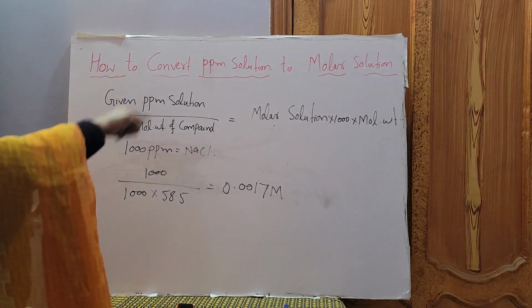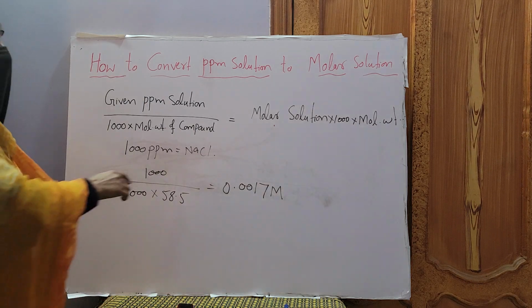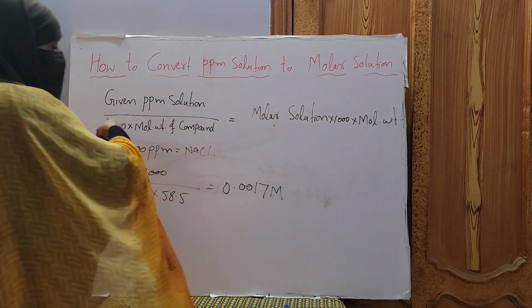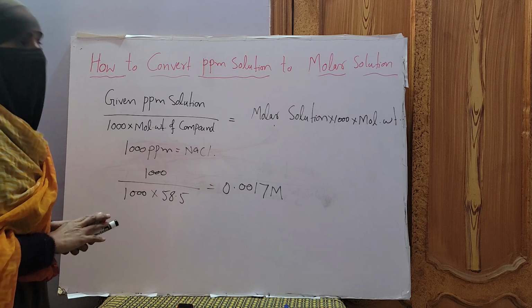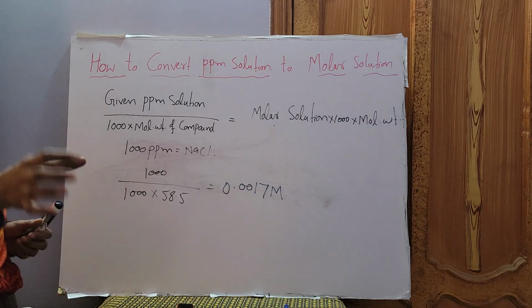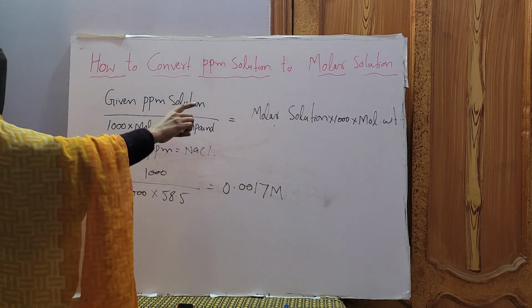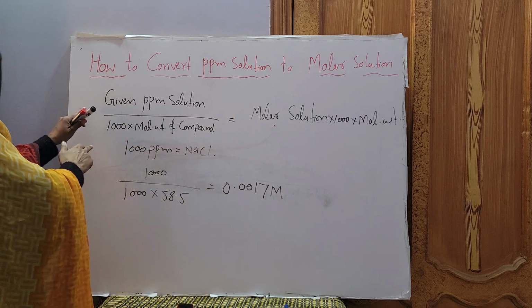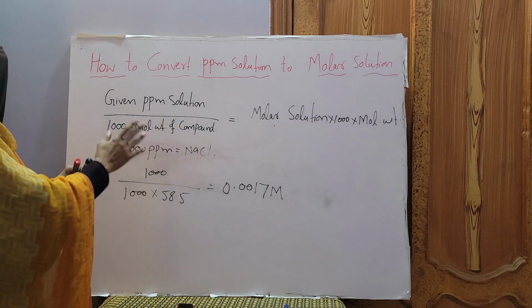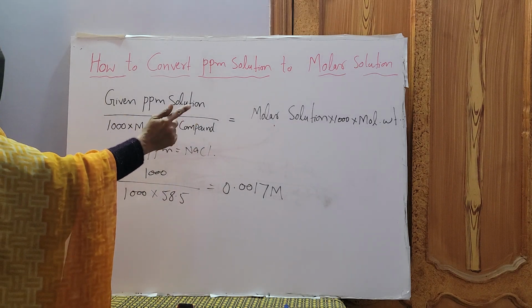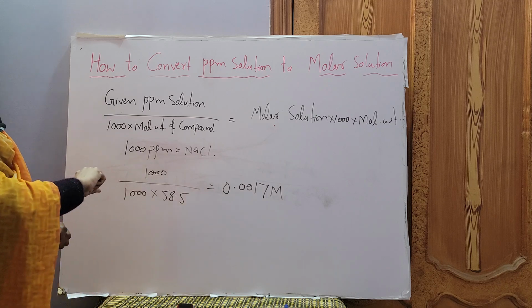The same applies to convert it back. When you convert a molar solution into ppm, multiply it by 1000, multiply it by the molecular weight of that compound, then your molar solution will be converted into a ppm solution. So this is how to convert a ppm solution into molar and a molar solution into ppm.